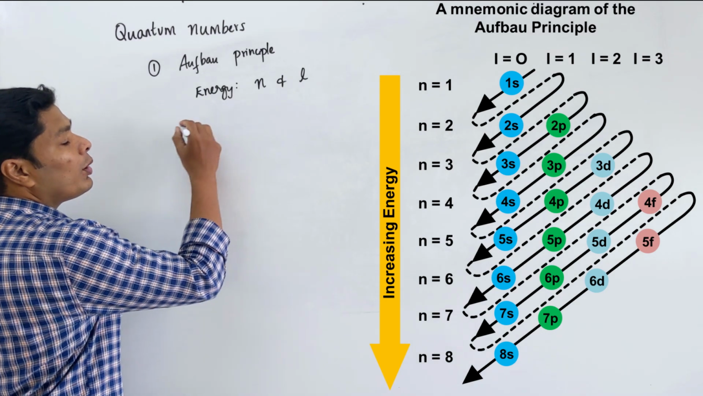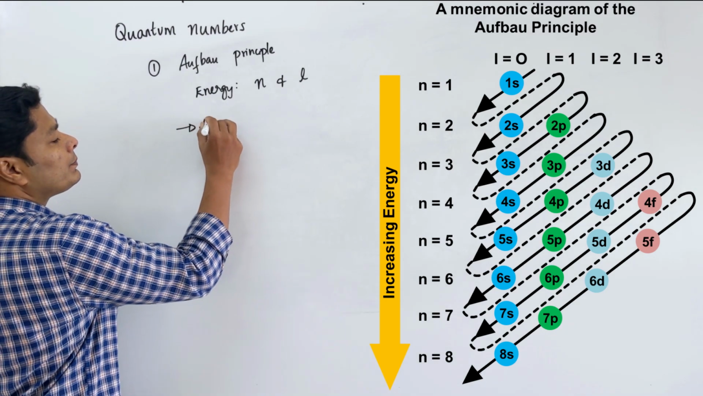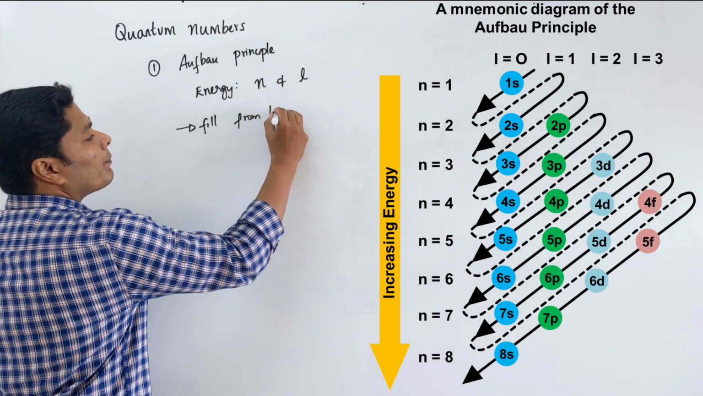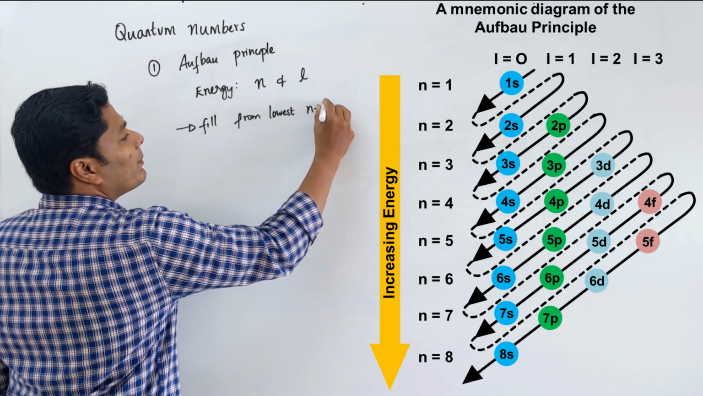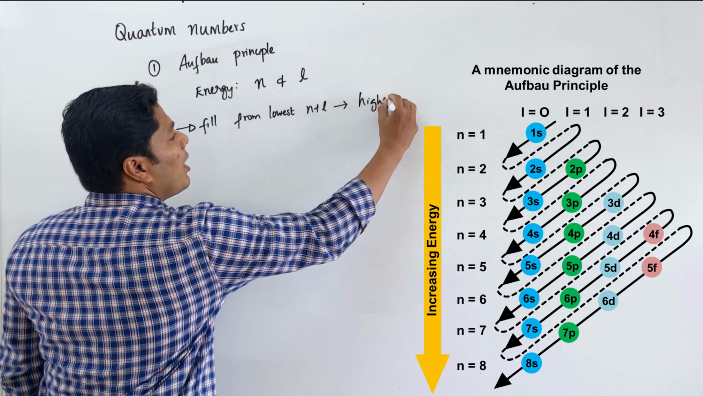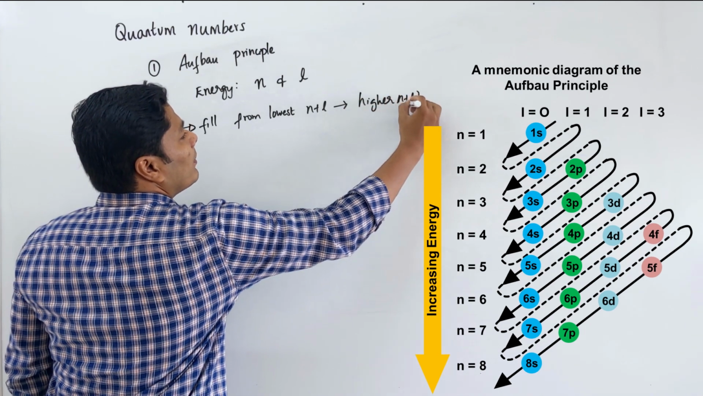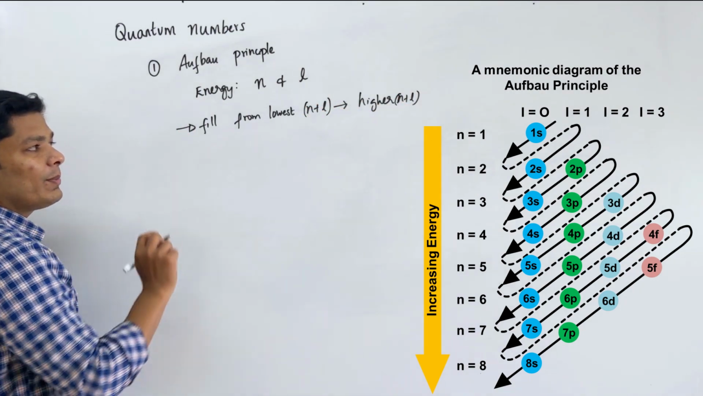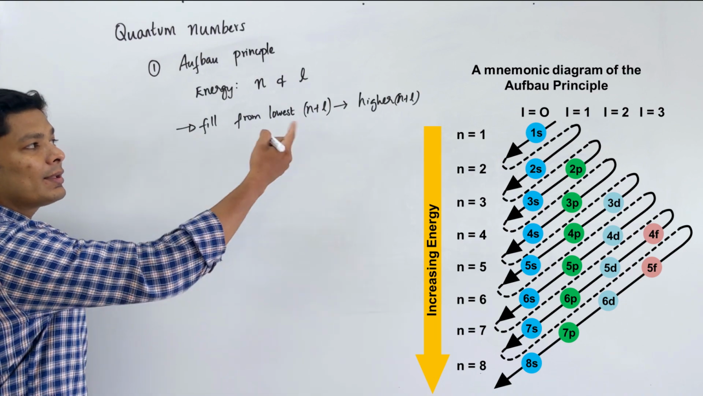So you always fill the orbitals from lowest n plus L to higher n plus L. So if an orbital has the lowest n plus L, you fill it first, and then go to the higher ones.